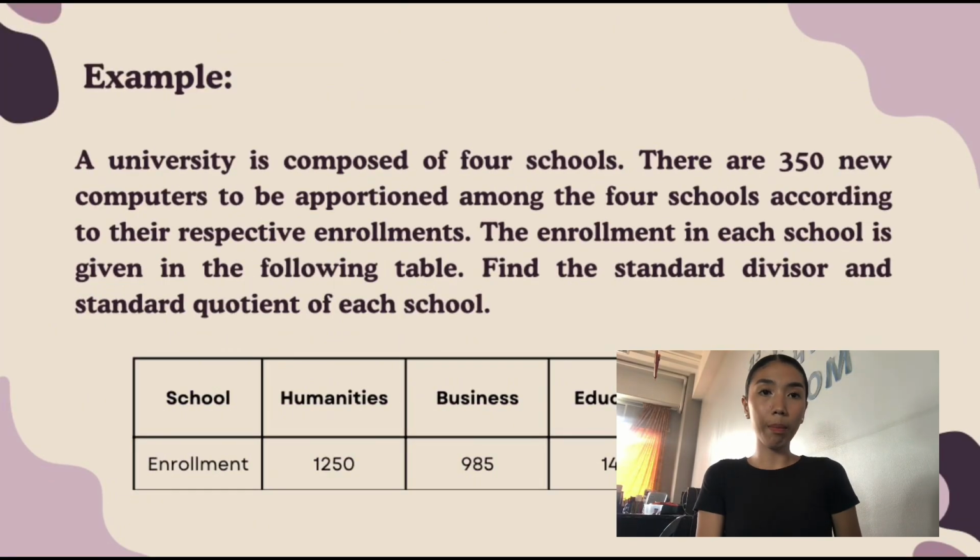So here is an example problem for Webster's method. A university is composed of 4 schools. There are 350 new computers to be apportioned among the 4 schools according to their respective enrollments. The enrollment in each school is given in the following table. Find the standard divisor and standard quotient of each school.